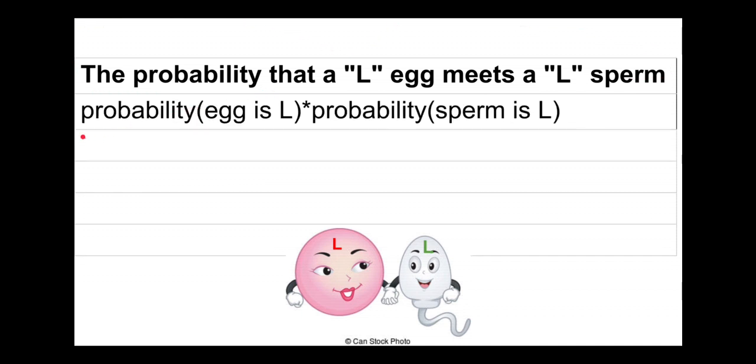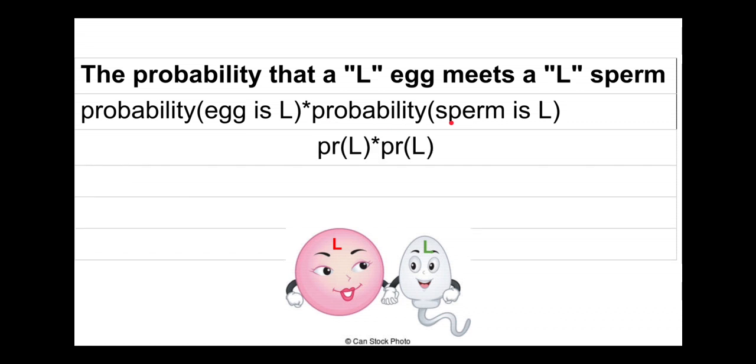So we can make our notation a little mathier. We can go from the statement, the probability, etc., and put it in parentheses and say we're talking about the probability that an egg is big L times the probability that a sperm is big L. We'll shorten this like the mathematicians do to the probability of L times the probability of L, the probability that an egg is L times the probability that a sperm is L.